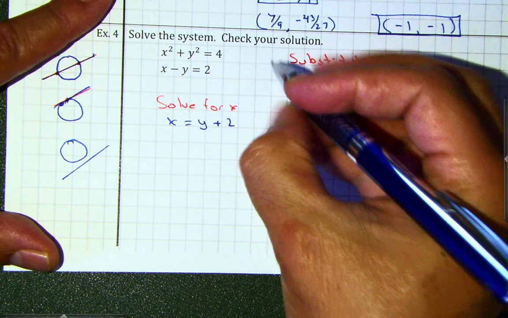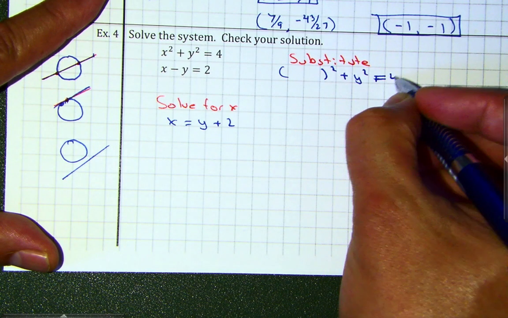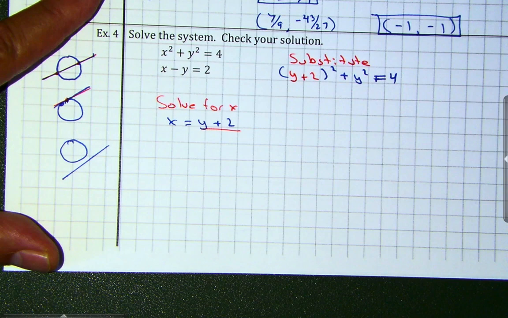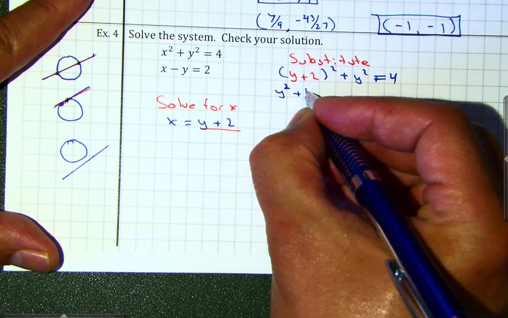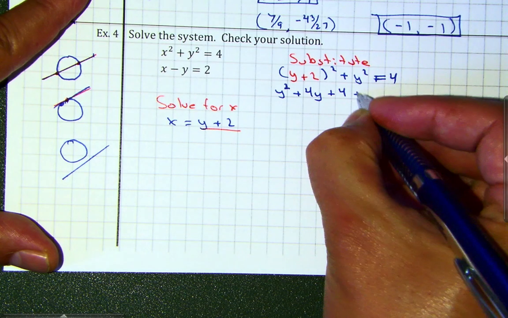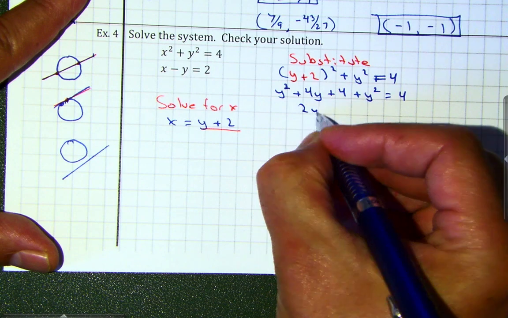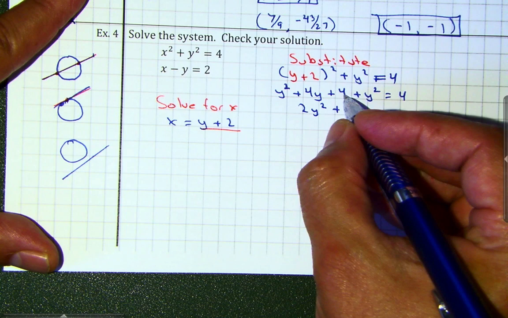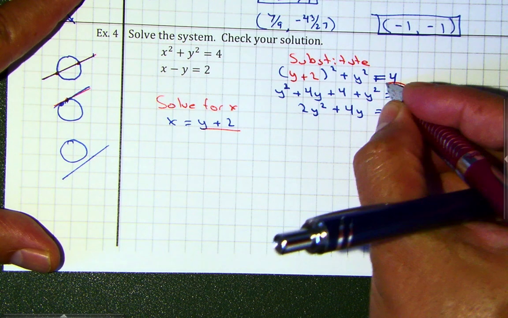So instead of the x, I'm going to replace it with y plus 2. (y plus 2) squared gives me y squared, 2y and 2y will be positive 4y, plus 4, plus y squared equal to 4. So therefore I have 2y squared plus 4y. Move the 4 to the left, it becomes a negative, so equal to 0. So they cancel out. I don't need to write the plus 0.